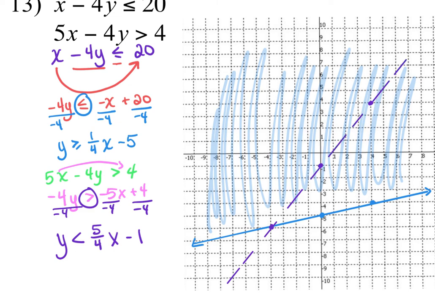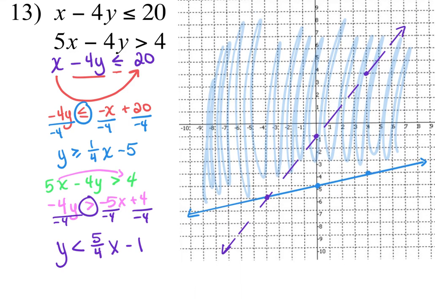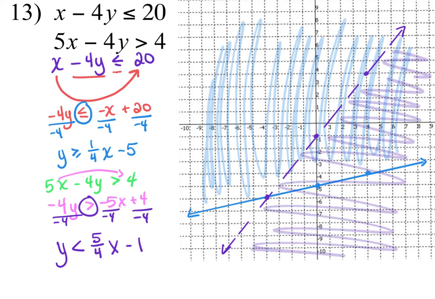And then we're going to shade. Because it is less than, we are going to shade everything below this line. So we're going to say everything below this line. And then you can see where they cross over. You see that we have this wedge right here. This is where they cross. This is actually my answer. Nothing else on this graph is my answer. That is my answer. So on your sheet, you want to make sure you are very clear about what your answer is. All right.